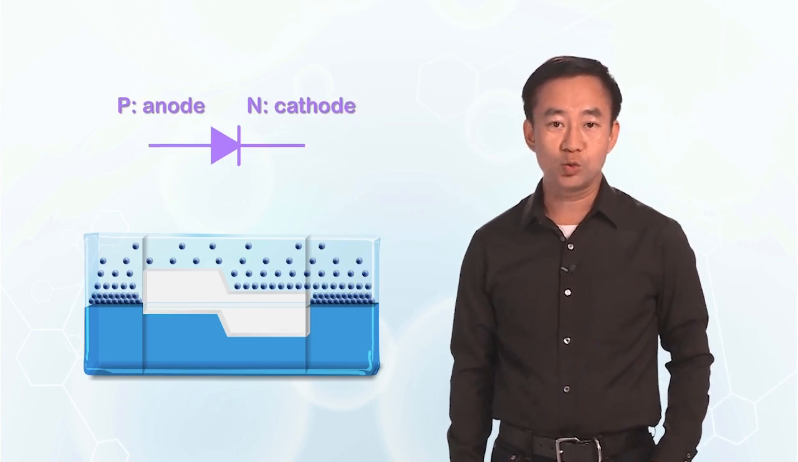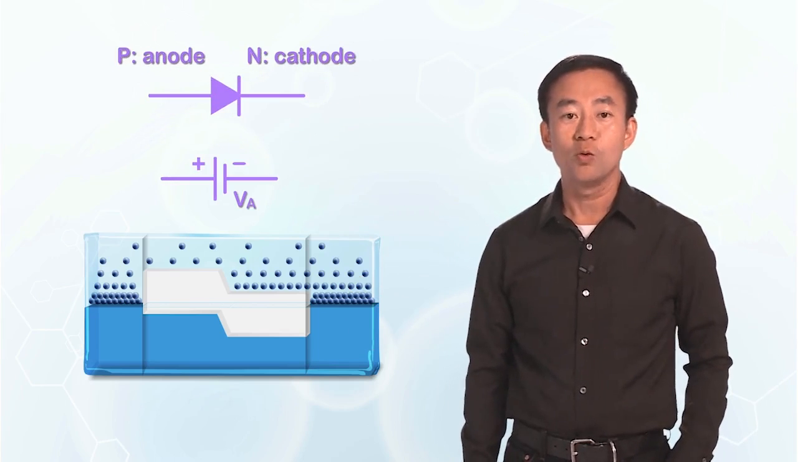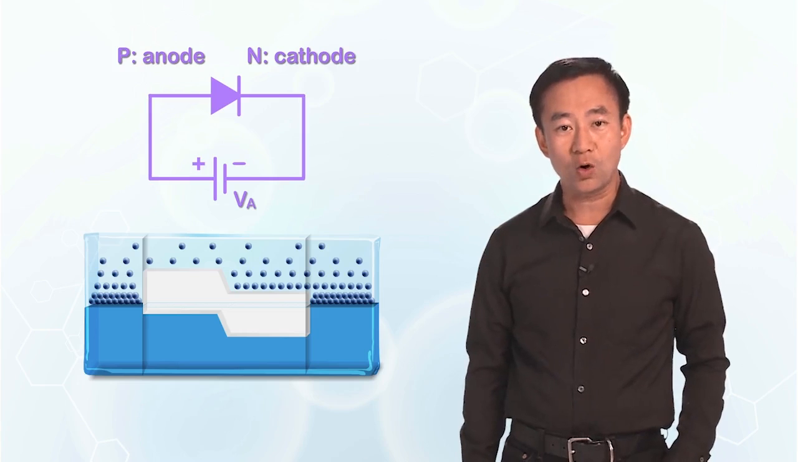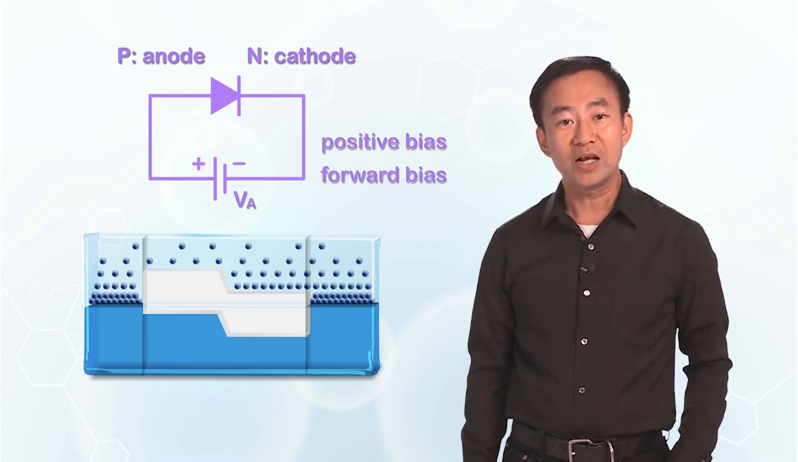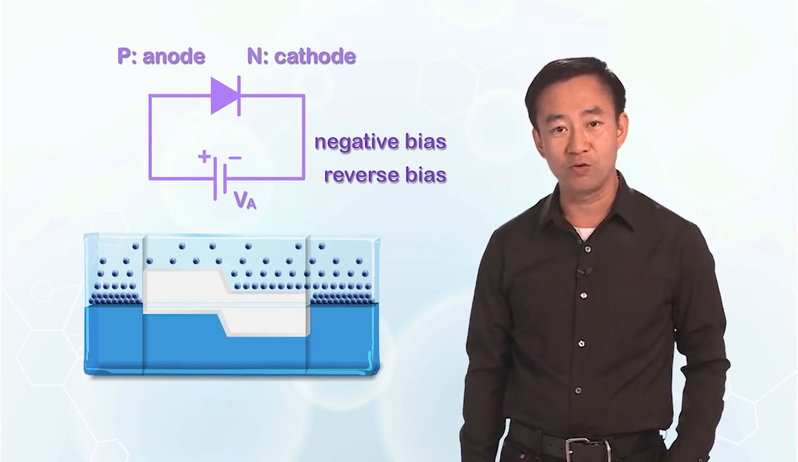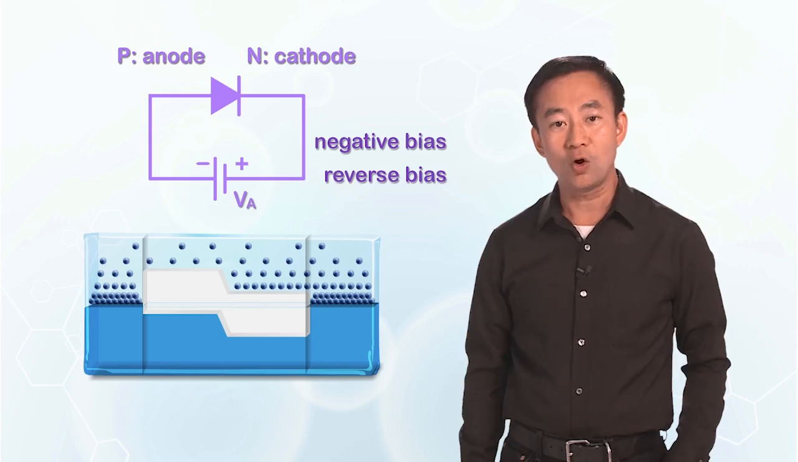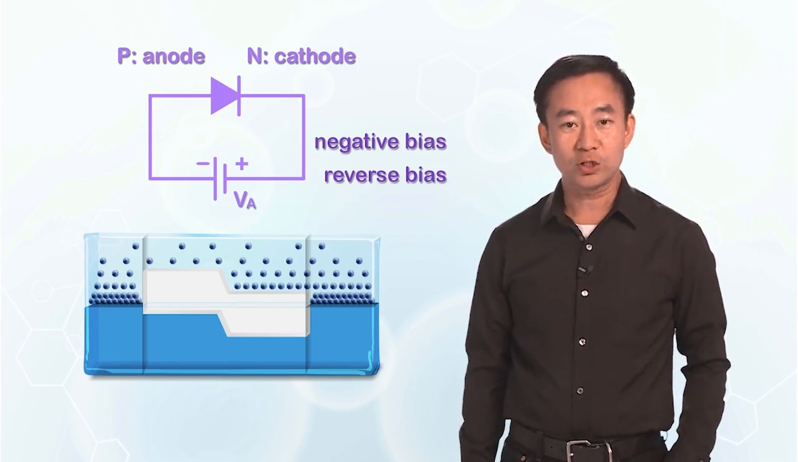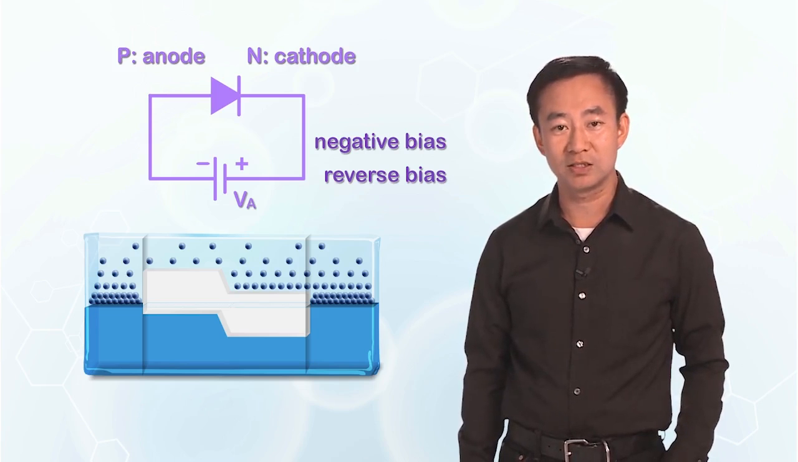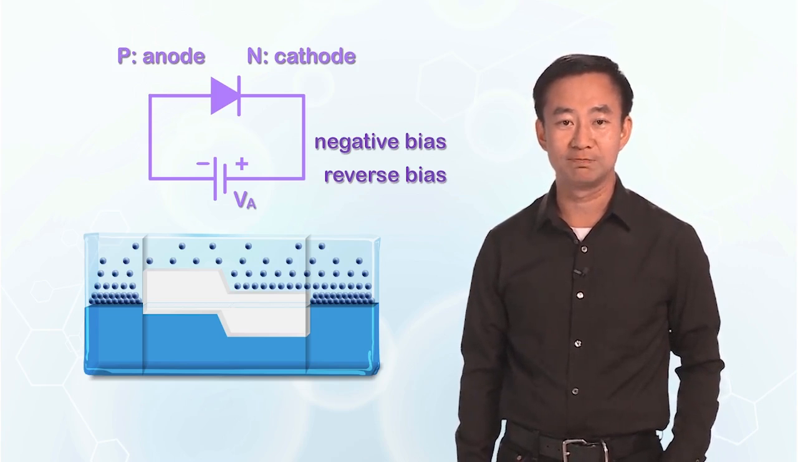When a positive voltage VA is applied to the p side with respect to the n side, it is called positive bias or forward bias. When a negative VA is applied to the p side with respect to the n side, it is called negative bias or reverse bias. We will first look at the condition of reverse bias before going to the forward bias.